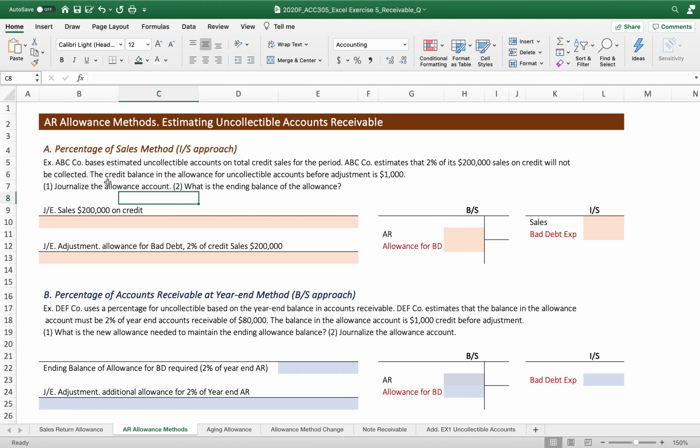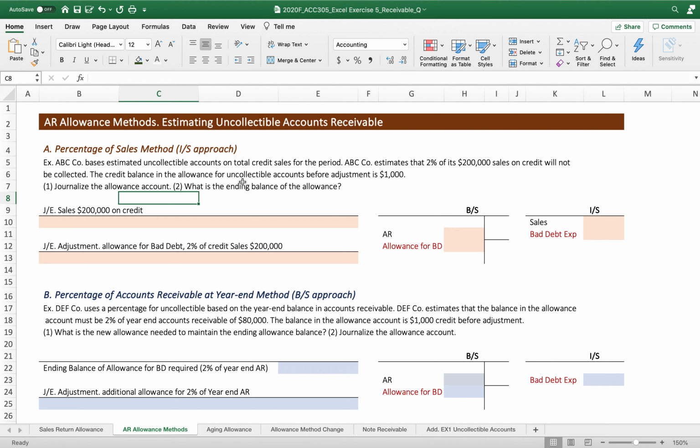First, the percentage of sales method. Example: ABC Corporation bases the estimated uncollectible accounts on total credit sales for the period. ABC estimates that 2% of its 200,000 sales on credit will not be collected. That is the income statement approach, because we are using the sales amount to estimate the allowance for bad debt, the allowance for uncollectible accounts. The credit balance in the allowance for uncollectible accounts before adjustment is 1,000.